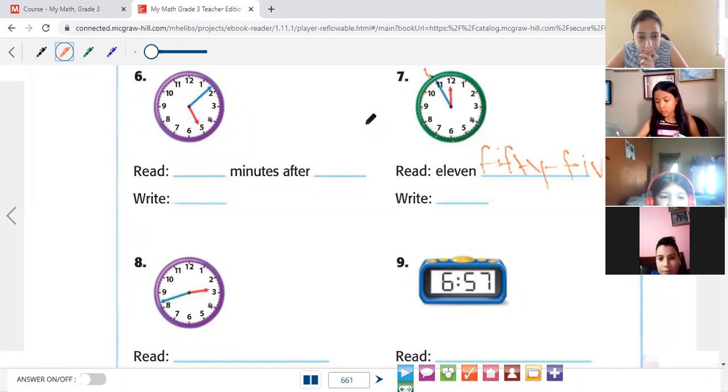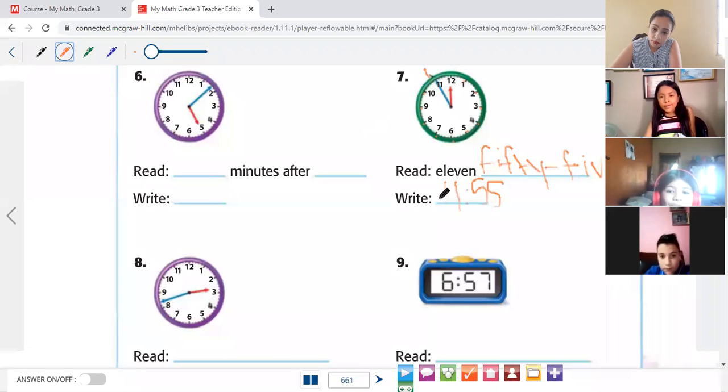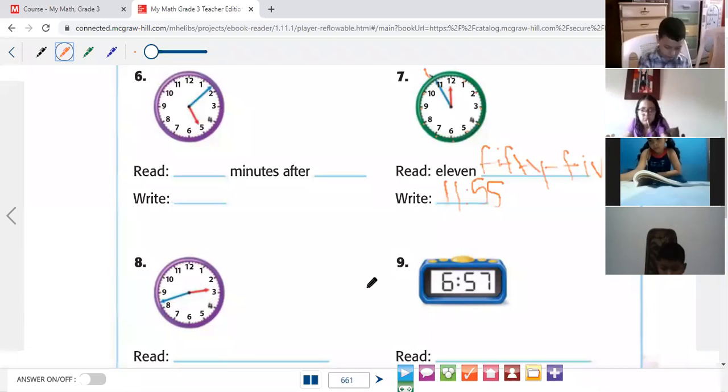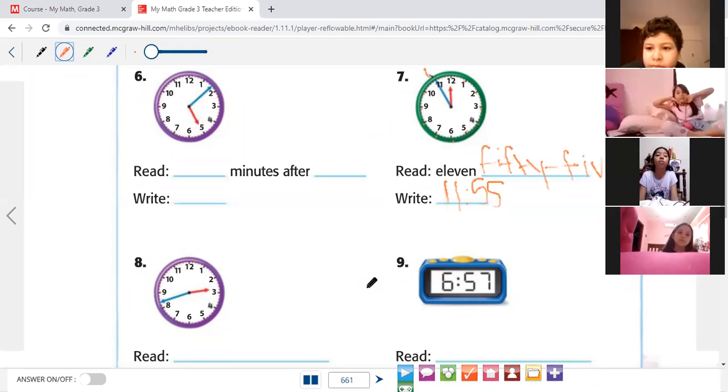Now we have to write the time in numbers. So it's 11:55. Good job. Okay, so write 11:55. On the line, you need to write 11:55.